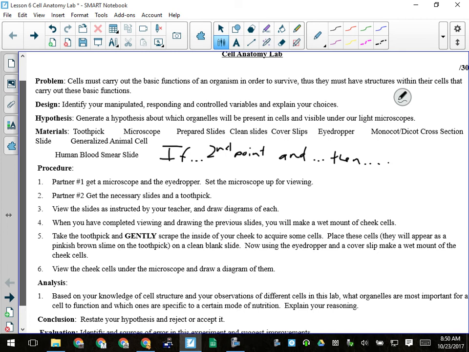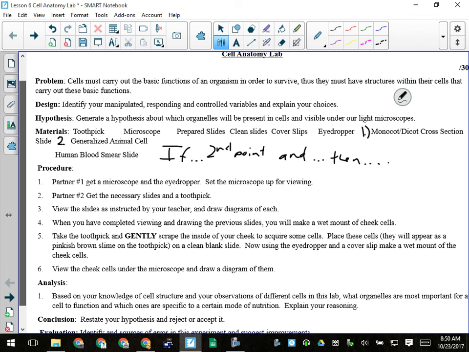So obviously the procedure is going to be pretty much the same as last time, except different slides. You'll get your microscope, and here's the order in which we're viewing things. You're going to be looking at the monocot dicot cross section. That's the plant cell, and you're looking at that one first. It's the biggest one, and the slides are really good. You can really see a lot of stuff within the plant cells.